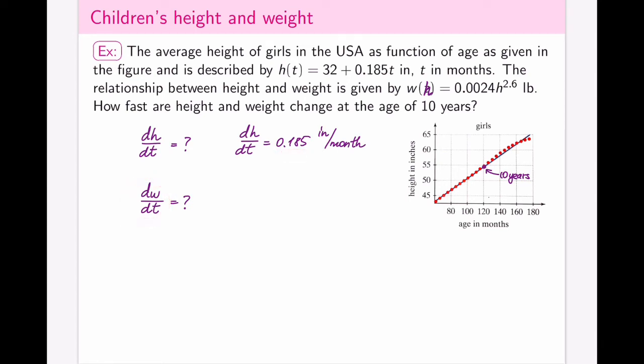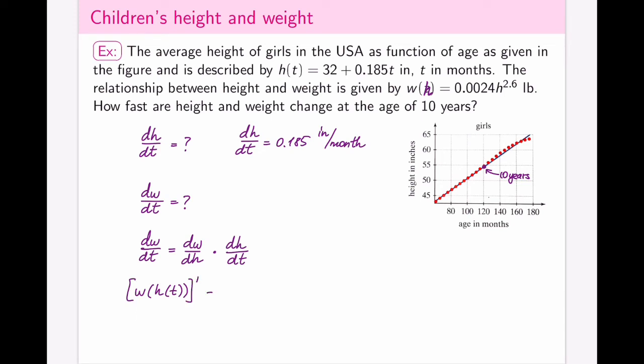Now, what about the weight in terms of time? So I have a formula for weight in terms of height, but of course, now I need the derivative in terms of time. So I am going to have to go weight, height, time. And that is, of course, an application of the chain rule. I'm going to write this out as I'm going to be able to take a derivative with respect to height, because that is the formula that I'm given, and then follow it up by the derivative of height with respect to time. Again, if you prefer the prime notation, what we have here is that the weight is a function of height, which is a function of time.